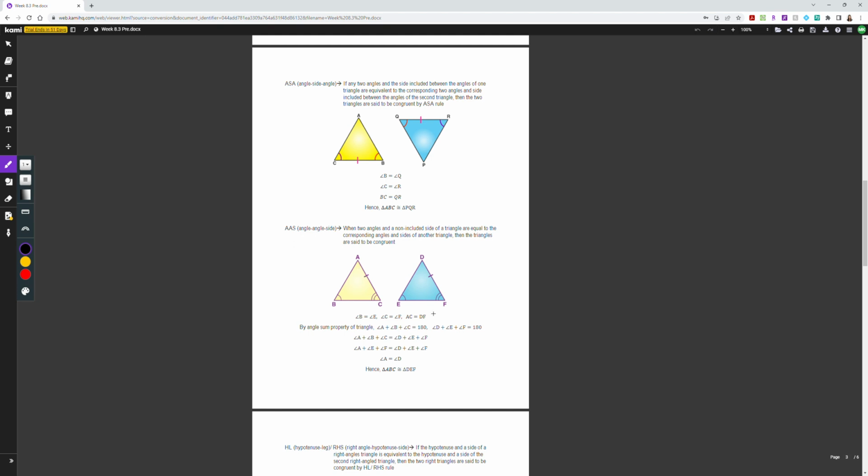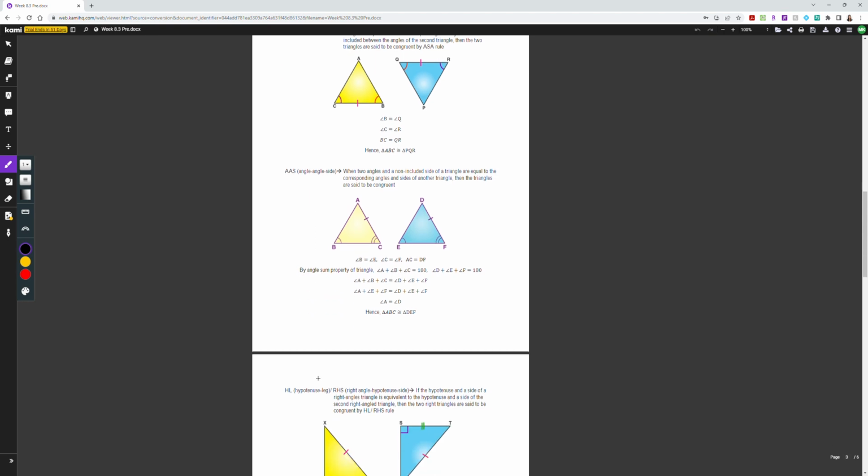Angle A plus angle E plus angle F would equal angle D plus angle E plus angle F, which means that angle A and angle D are equal to each other. Therefore, because of angle, angle, side, we know that triangle ABC is congruent to triangle DEF.